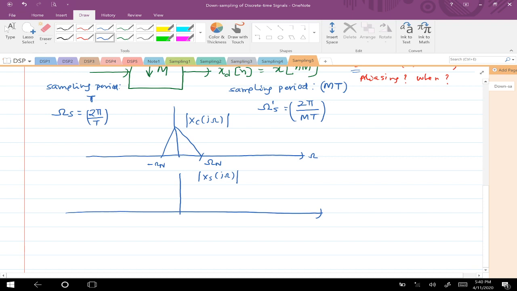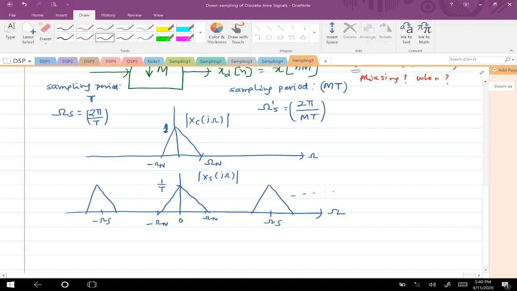What was the effect of that? You have the values, there is no scale, this is still omega here, this value if it is 1 here. Now when you move to X_s(j omega), here you get 1 by T, of course. This would be omega_N, minus omega_N. Multiplication with an impulse train, in the frequency domain, multiple copies are placed, right? So you had copies placed at omega_s, 2 omega_s, and so on. Similarly here copies are placed at minus omega_s, this is 0.